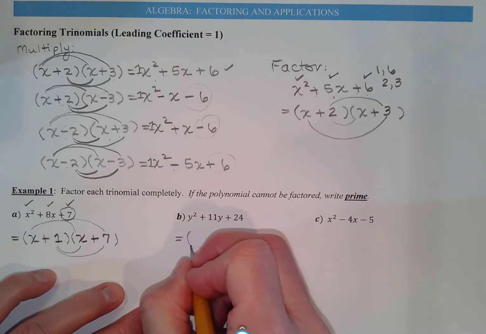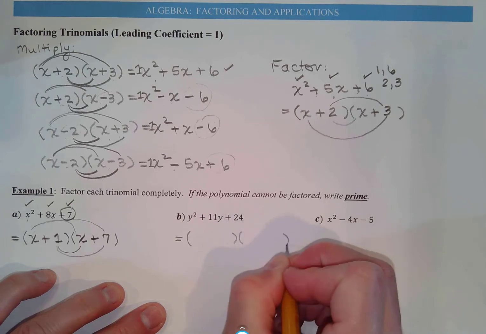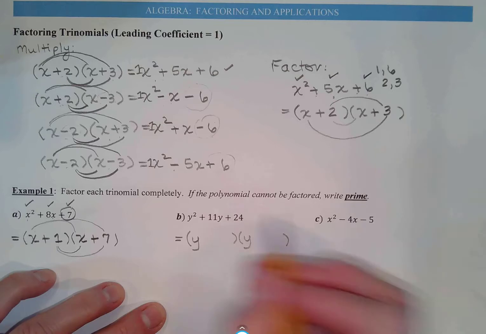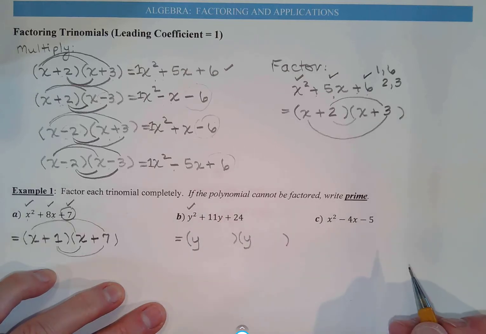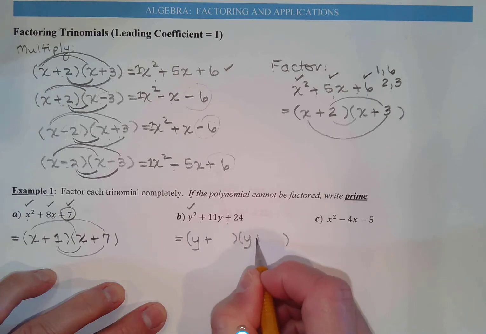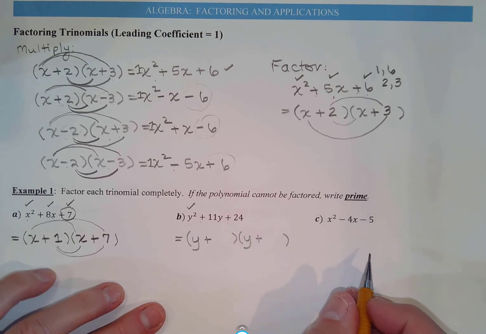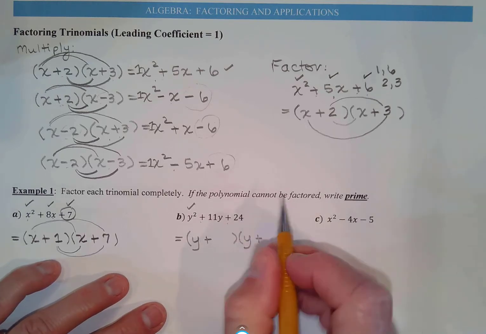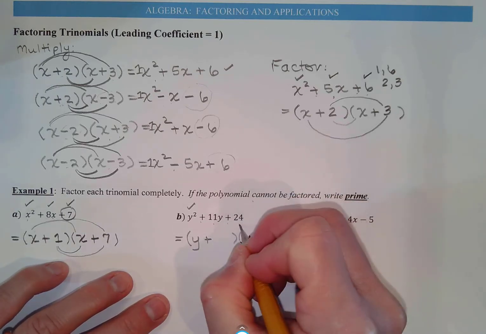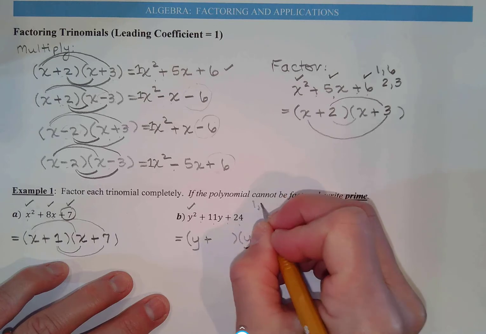we know our first terms are both y to get a product of y squared. We see plus symbols throughout, so we know that these are both plus symbols. Now our question is, what are factors of 12 that are going to sum to 11? Or excuse me, factors of 24. Can we use 1 times 24? No, that sums to 25.